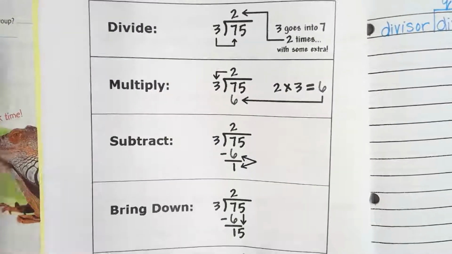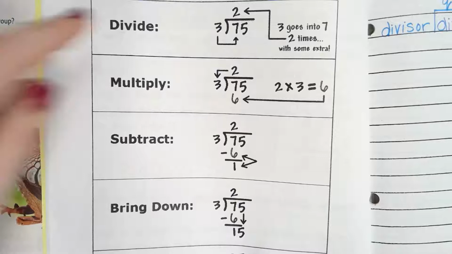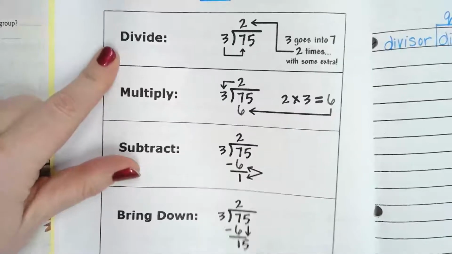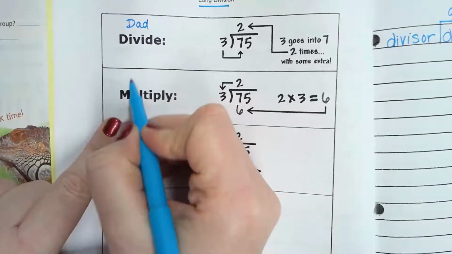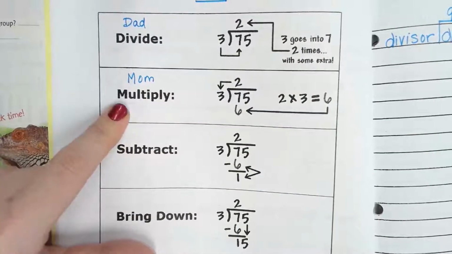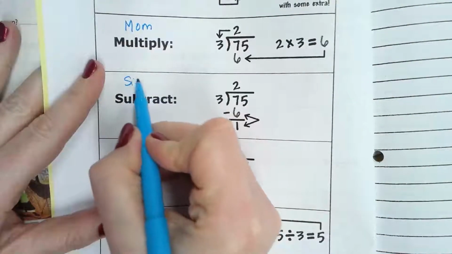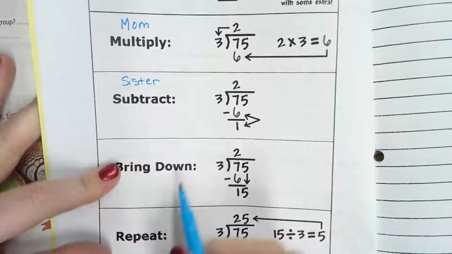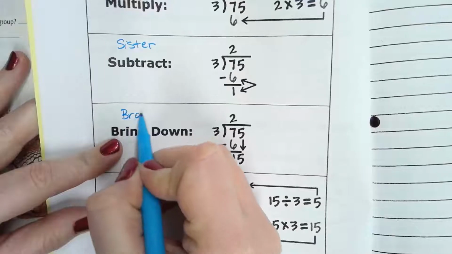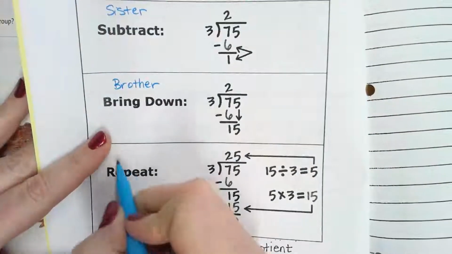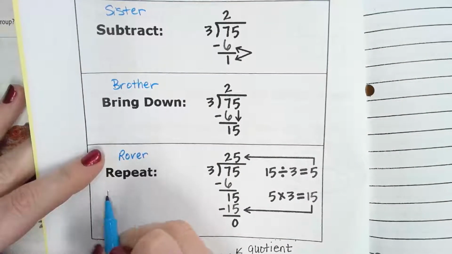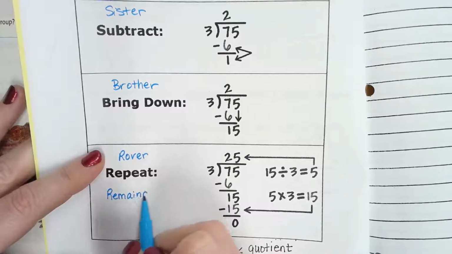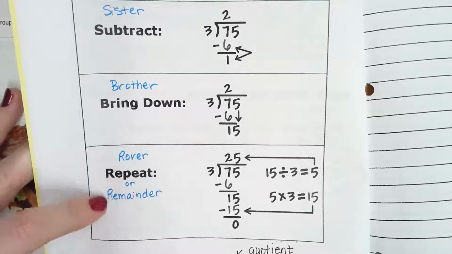The steps to long division we're going to use is a family approach. I remember it by the first letter of each step. D, I say dad divides, DD. Dad divides. Mom multiplies, MM. Sister subtracts. Brother brings down. And Rover, our family dog, repeats. Rover can also put the remainder. So he either repeats or puts the remainder.